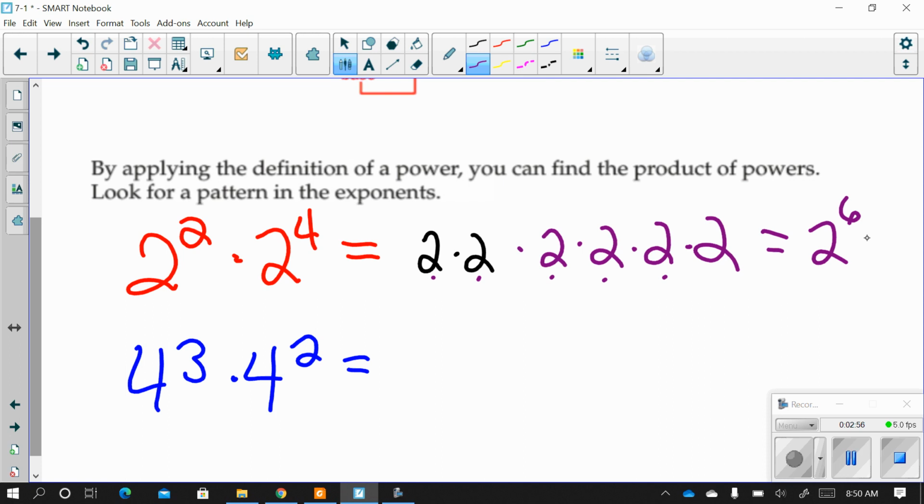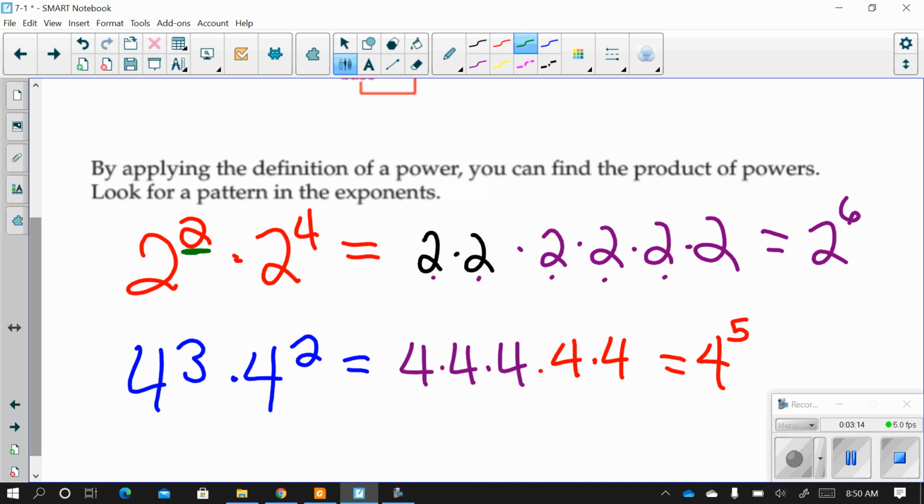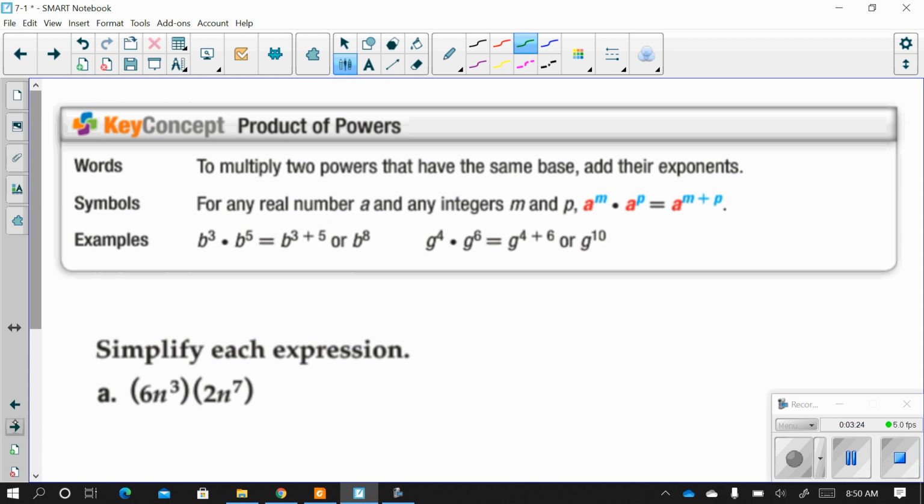Now let's try another one to see if we can figure out this rule. 4 cubed. That means 4 times 4 times 4, 3 of them, times 4 squared. Well, that's just 2 of them. So altogether, this gives me 1, 2, 3, 4, 5 fours. So 4 to the 5th. So what's going on with our exponents? How do I get from 2 and 4 to 6? 3 and 2 to 5? Well, the rule: if we multiply two powers, we just add their exponents. So when we're multiplying, we add exponents.